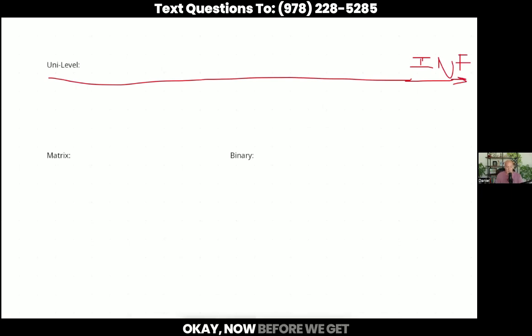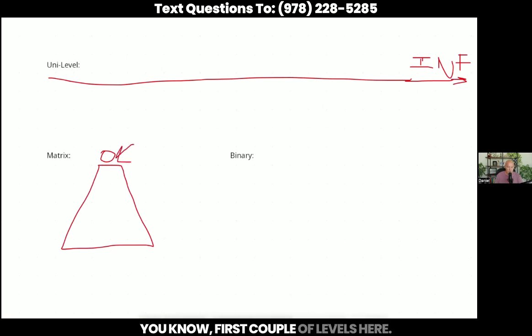Okay. Now, before we get to that, there are unilevels out there that do have a cap, and I've been part of other unilevels that cap out at 10 or cap out at 100 or whatever. But let's take the matrix for example. As an example, we'll do this one first. So a matrix, whatever the matrix is, if it's a 3 by 10, a 3 by 12, or a 2 by 16, there's always you right at the top, and then you have your first couple of levels here.